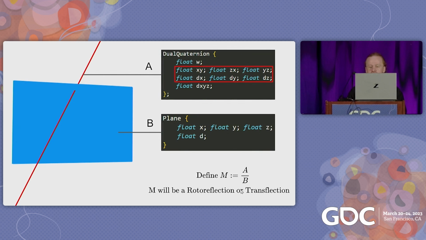M is a rotoreflection or a transflection, by the way. It's going to be a rotoreflection if the line is not parallel to the plane. It's a transflection if they are parallel, whatever. This point of intersection turns out to be the grade 3 part of M, with M having been defined that way. And the interesting thing about this is that this is true even if A and B are parallel.